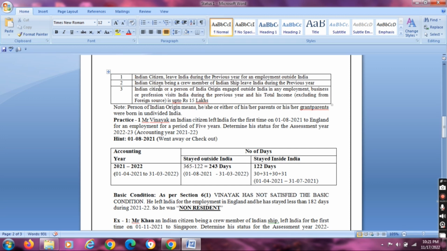A person of Indian origin means he or she, or either of his or her parents or grandparents, was born in undivided India. Let us see some examples. Practice 1. Mr. Vinayak, an Indian citizen, left India for the first time on 1st August 2021 to England for an employment for a period of 5 years. Determine his status for the assessment year 22-23.